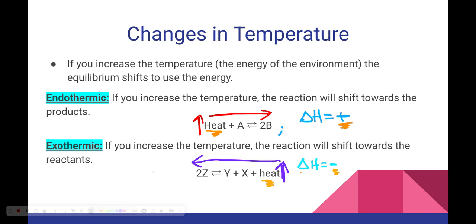Conversely, if we have an exothermic reaction, when heat is being released, we're going to consider that a product now. So if I increase my heat energy, or if I increase the temperature of the surroundings, then my heat energy goes up, but since it's now a product side, it shifts the equilibrium back to the reactants, okay?